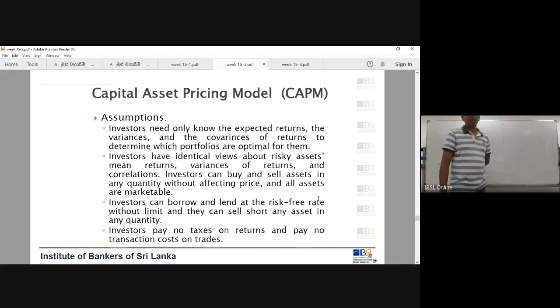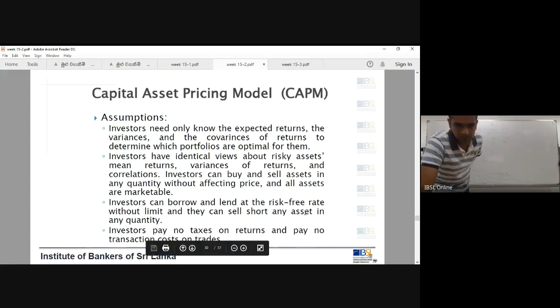Right. Capital asset pricing model. This area we will cover next week.